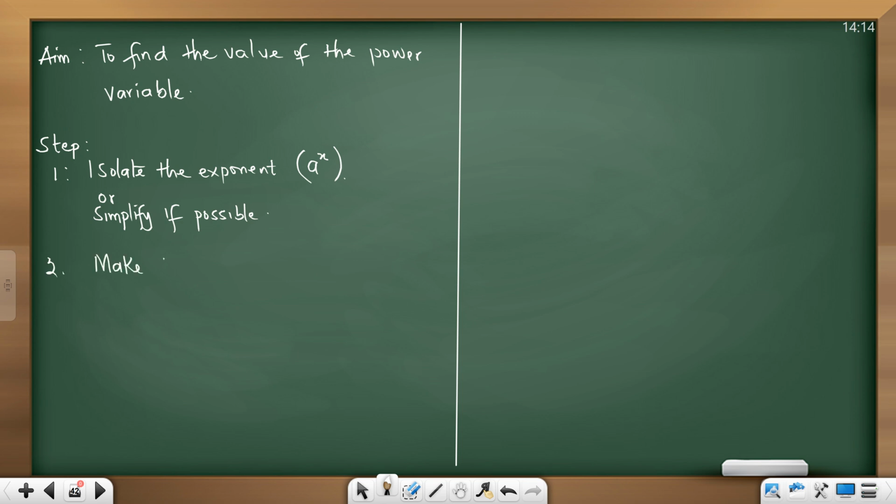Number 2, make the left hand side and the right hand side, we spoke about LHS and RHS a while ago, lesson 1, make the left hand side and right hand side have the same base. This is very, very key.